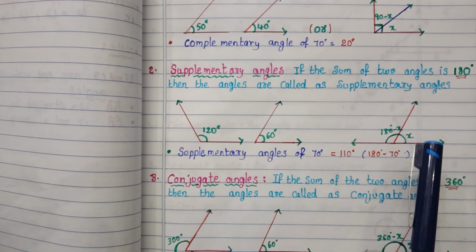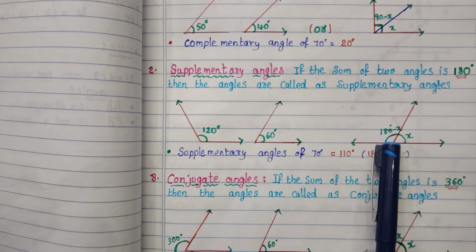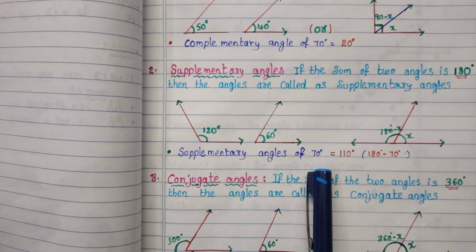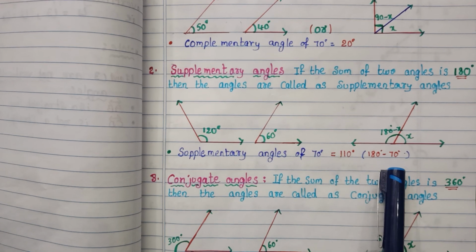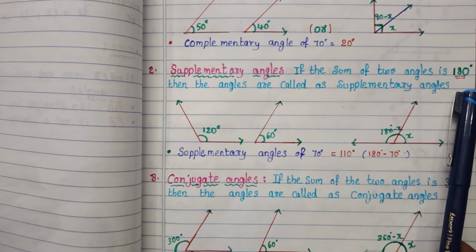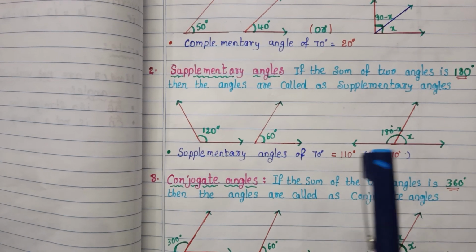In another way, you see like this. This is a linear pair of angles. One of the angles is x, another one is 180 minus x. So what is the supplementary angle for 70? 110, 180 minus 70. Why? Because the two angles sum to 180. One of the angles is 70, another one is 180 minus 70.